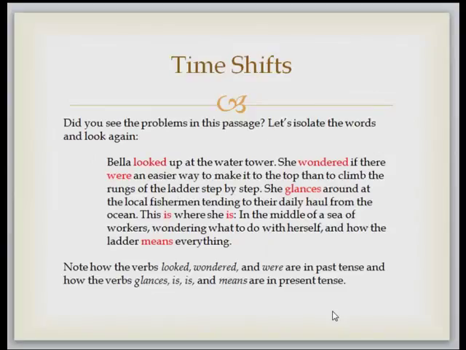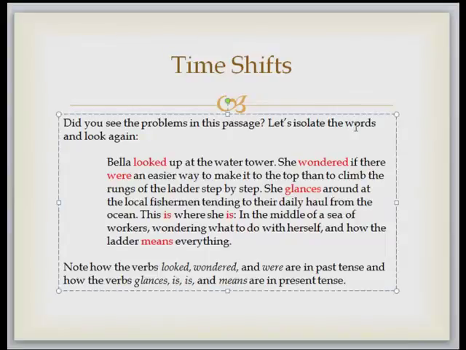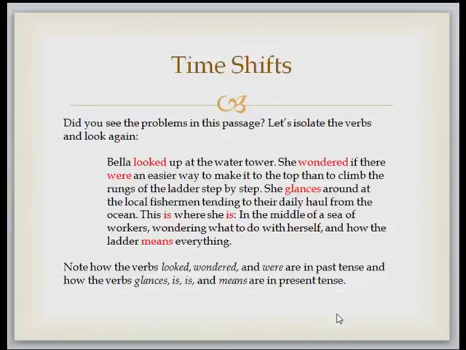Okay, so here I have the first thing I checked. We're looking at the problems of the passage, so we're going to isolate the verbs. Wow. Isn't it sad that I'm doing my revision as I'm explaining? But this is the reason why we revise, right? So going all the way back to the writing process, we need to revise. So let's isolate the verbs and then look again.